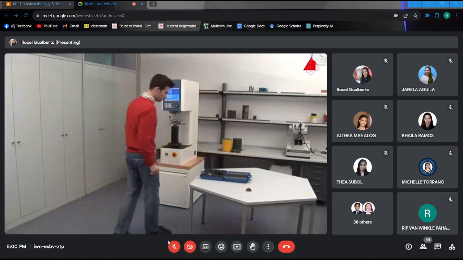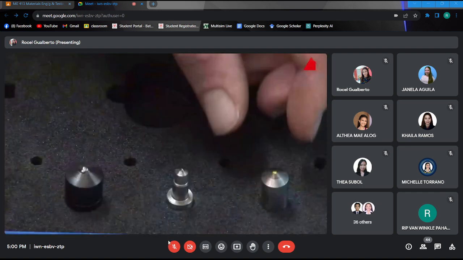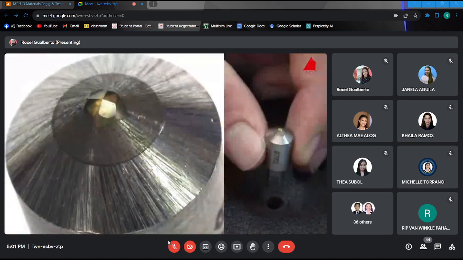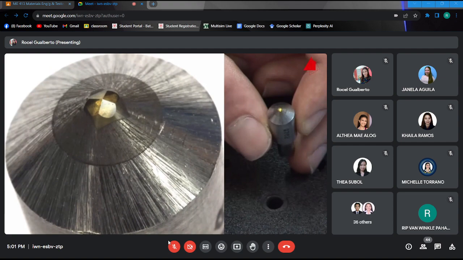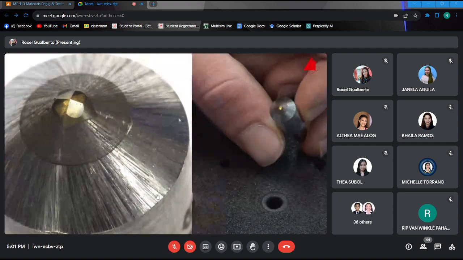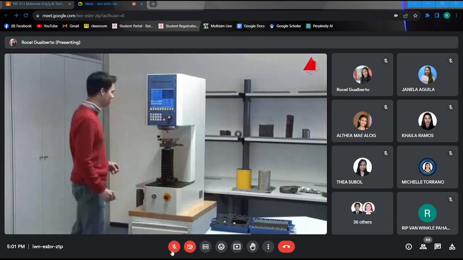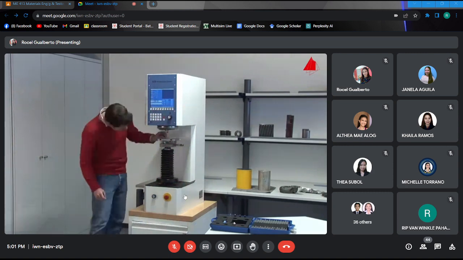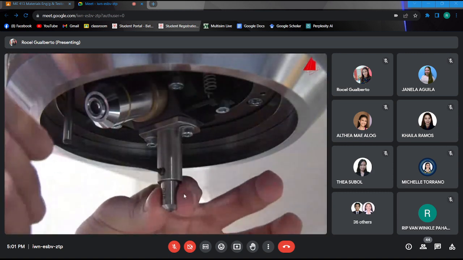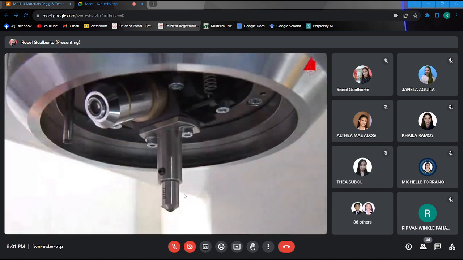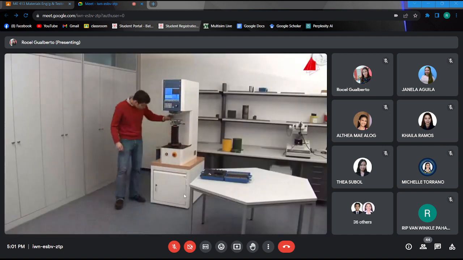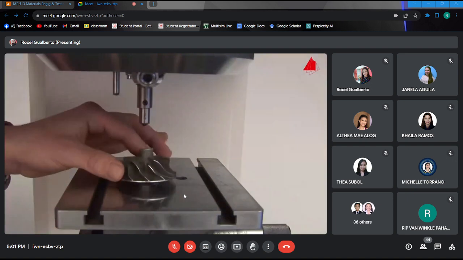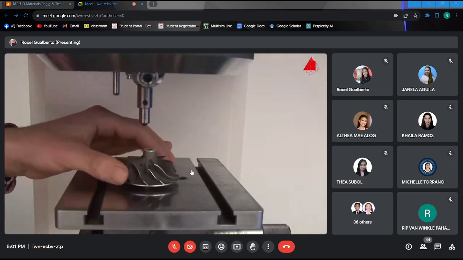First, the tester has to prepare his testing machine. He takes the Vickers indenter with the four-sided pyramid and inserts it into the mounting device of the testing machine. He then places the compressor wheel on the support table and rotates the microscope lens into its working position.